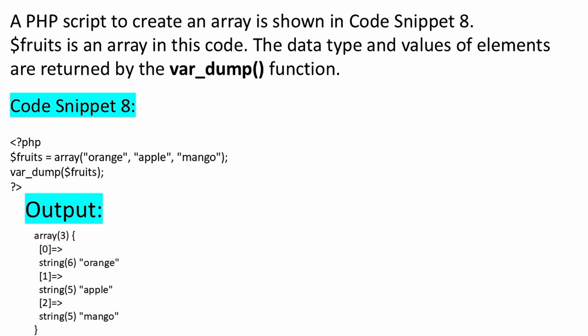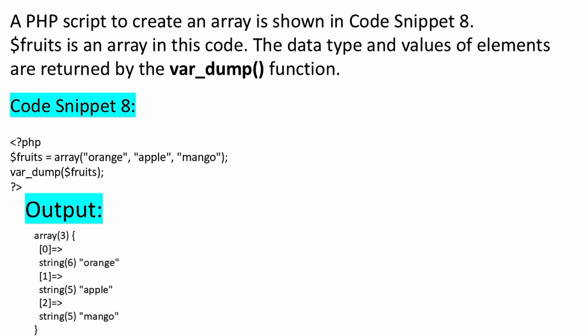The output says, array 3. This means fruits contains 3 items. Then, inside curly braces, each element is listed with its index, data type, and value. For example, string 6. Orange means that the first element is a string and it has 6 characters. String 5. Apple shows the second element, which is also a string with 5 characters. String 5. Mango shows the third element, again a string with 5 characters.